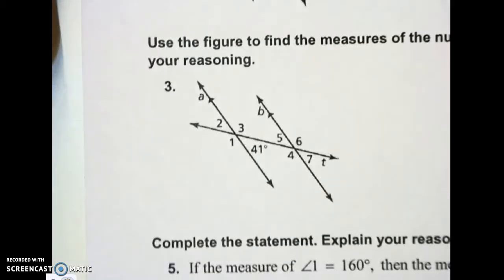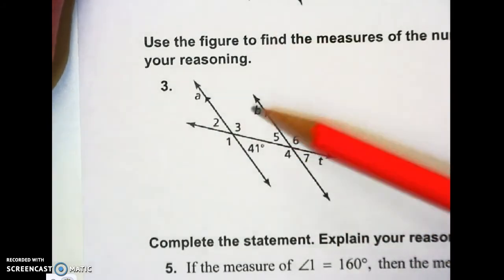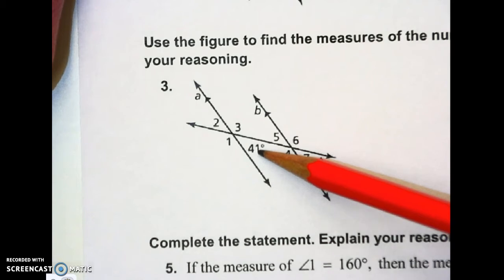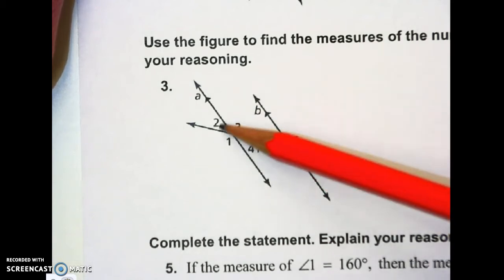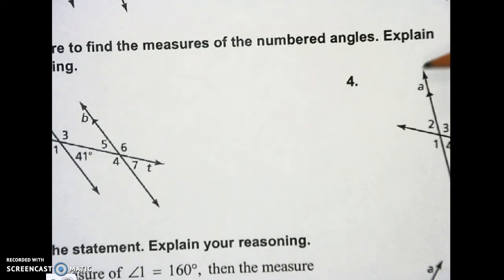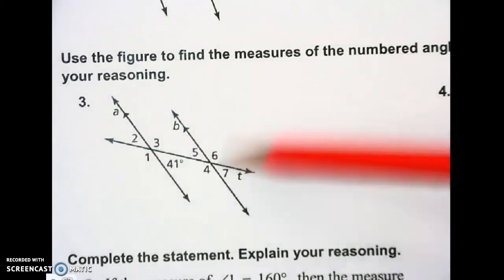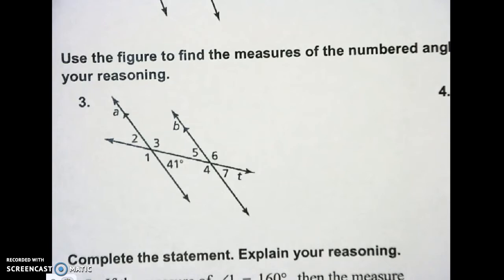Okay, for number 3, you're finding way more angles actually. You are given one angle that is 41, and you need to go and find all the other ones. It does say explain your reasoning here. Don't worry about that. Just go ahead and find all the measures of all of the angles and write them in.